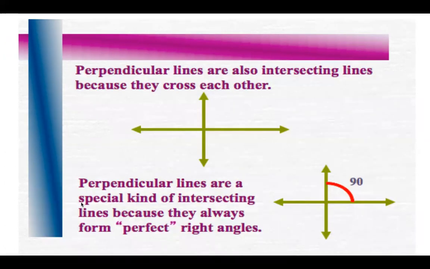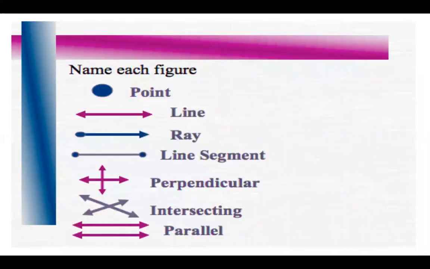Perpendicular lines are also intersecting lines because they cross each other. Perpendicular lines are a special kind of intersecting lines because they always form a perfect right angle. If you say 90 degrees, it's fine, or right angle, it's fine. Right angle means 90-degree angle, okay? Straight angle means 180 degrees, or a straight line.